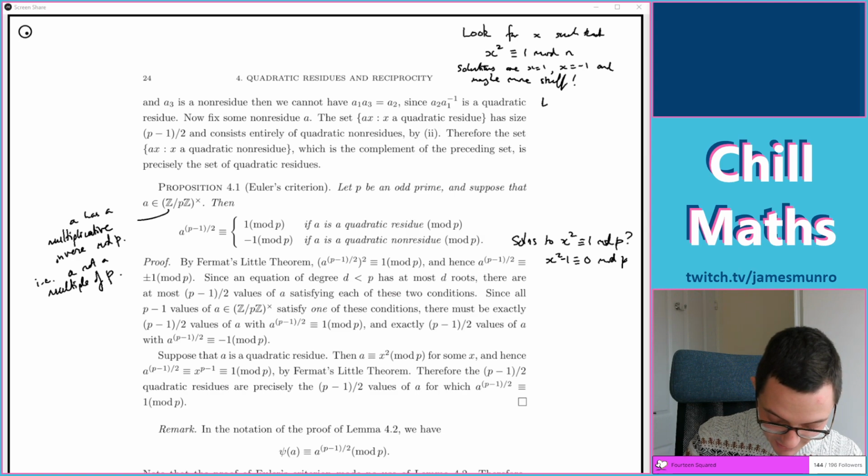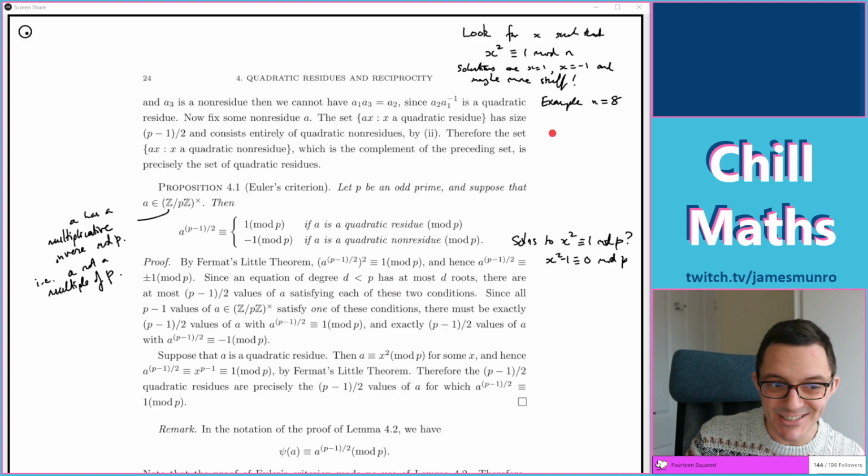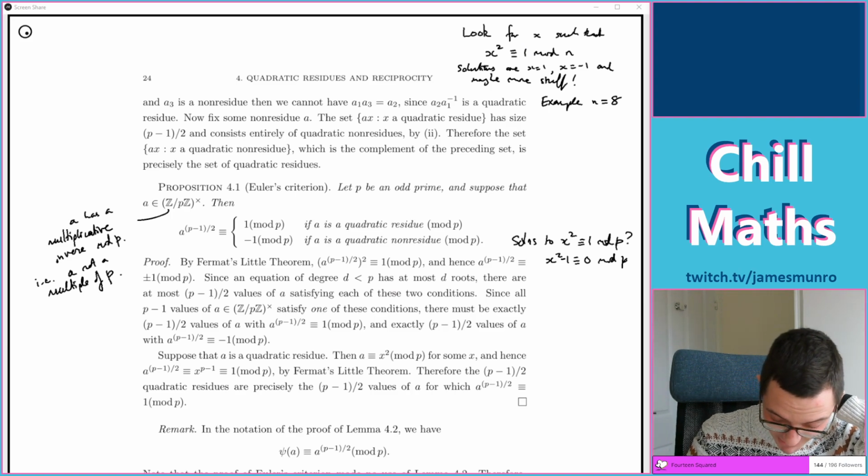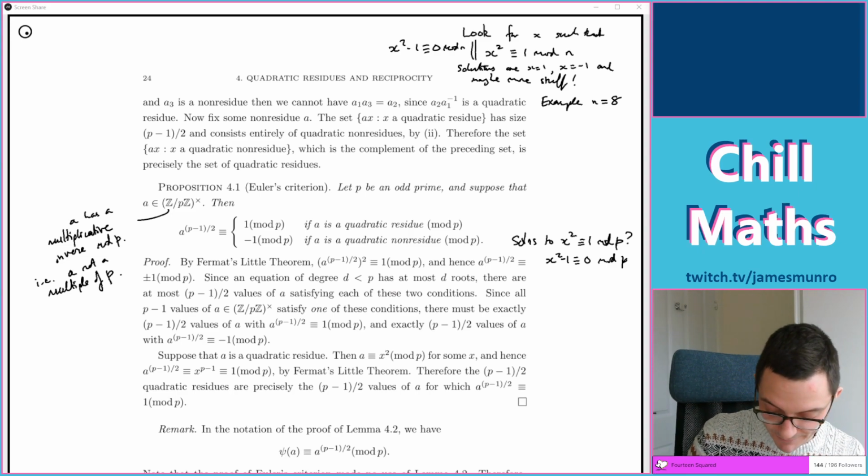For example, if n is 8, then here are 4 solutions to that quadratic equation. I mean, it really is a quadratic equation, right? It's asking for x squared minus 1 equivalent to 0 mod n. It really is a quadratic equation. Here are some more solutions.